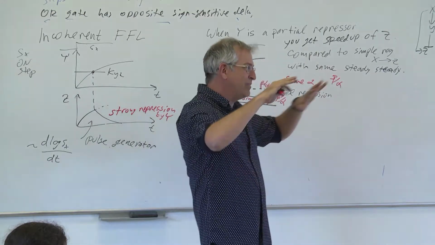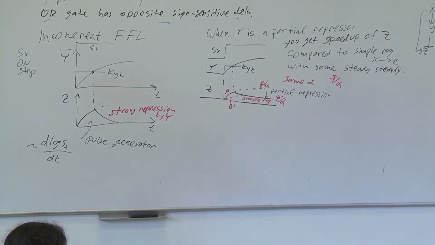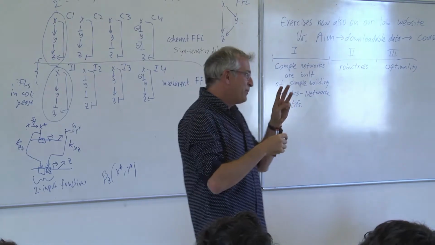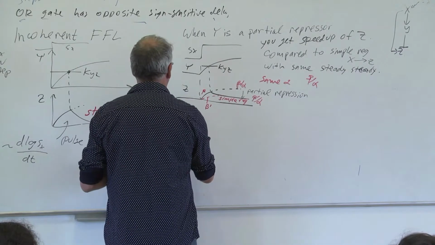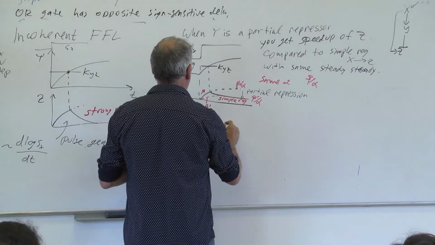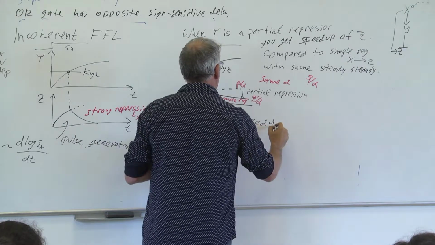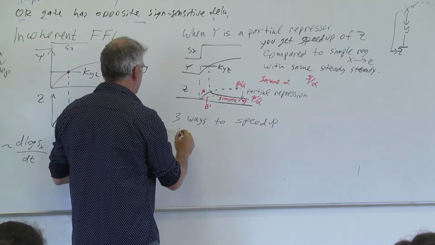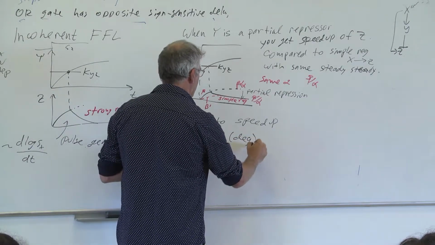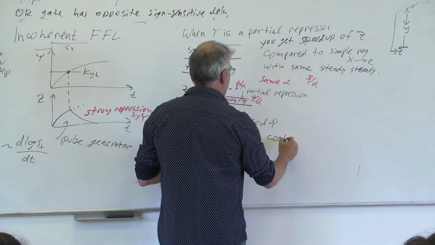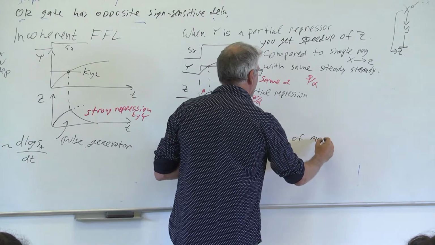So just to make a summary of the summary, we've seen so far in our course 3 ways to speed up your promoter, right? The 3 ways to speed up. One is increase alpha, like degradation, which has the cost of making and breaking.